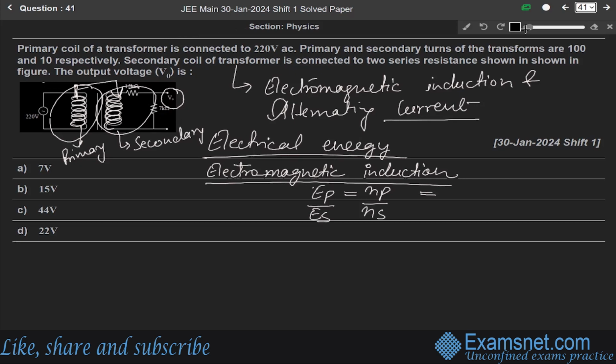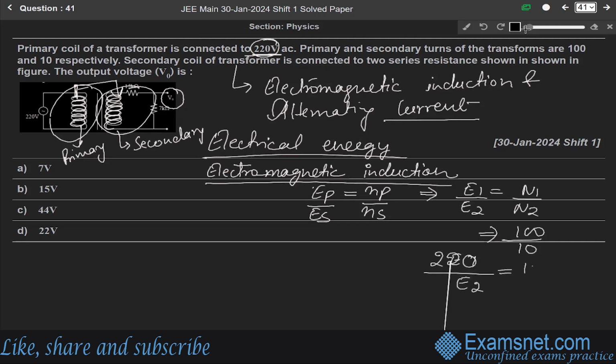We can write it as E1 over E2 equals N1 over N2. Okay, N1 is 100 and N2 is 10. So E1 over E2, and E1 is the primary coil voltage, 220 volt. So 220 volt over E2 equals 100 over 10. So E2 will be equal to, 0 0 cancels, E2 will be 22 volt, okay?